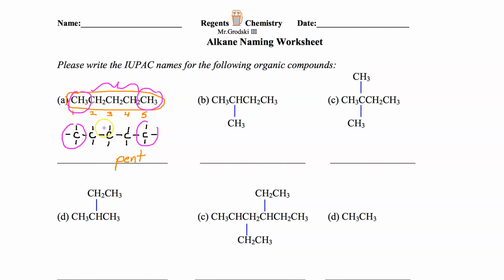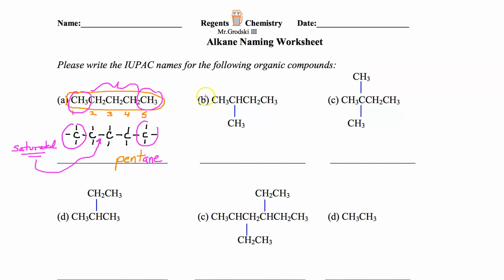So what we understood by doing that is that this is a saturated hydrocarbon, okay? And because it's saturated, meaning it's holding on to the max amount of hydrogens, or it's saturated because there's only single bonds here, we know that this is pentane. Very simple, okay? And there's nothing to put in front because there's nothing attached to the pentane chain. All right, so on to letter B.